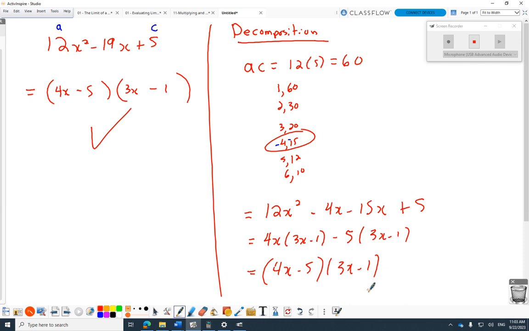If you've ever seen Magic X before, Magic X is decomposition. It's just a different way of organizing how you do it. So if you like Magic X or if you see Magic X online, that's fine. It's decomp with a different way of writing the numbers, that's all. Do you have any questions?